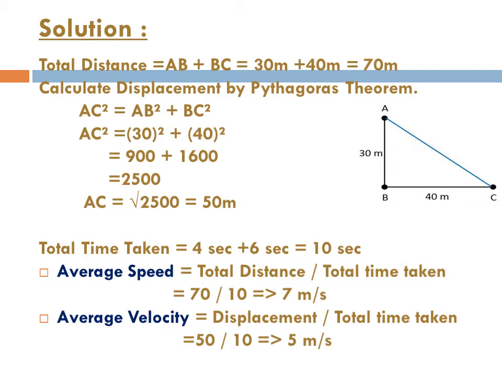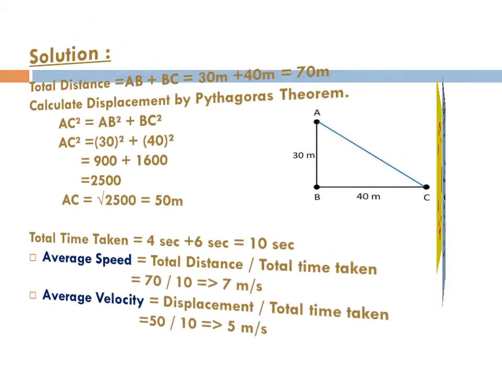Use the formula of average speed, that is total distance divided by total time. Put all these values, we get the answer of 7 meter per second. And for average velocity, displacement divided by total time taken. So its value is 5 meter per second.